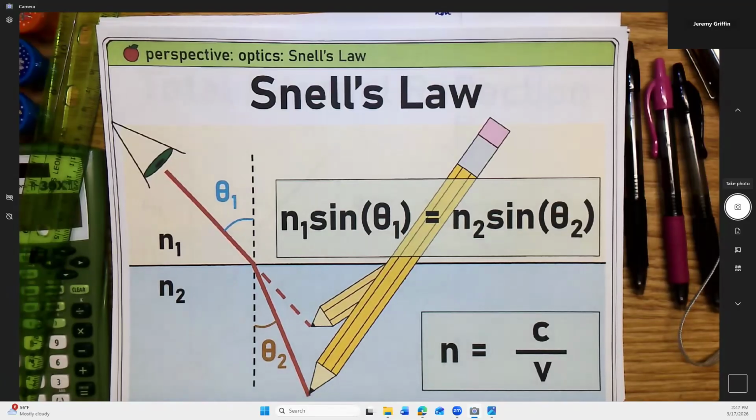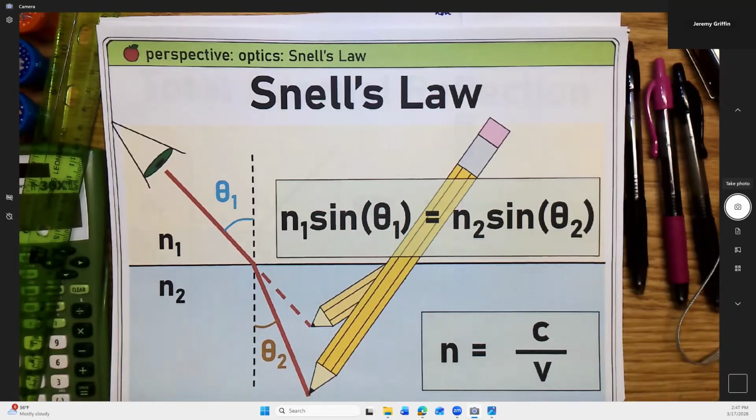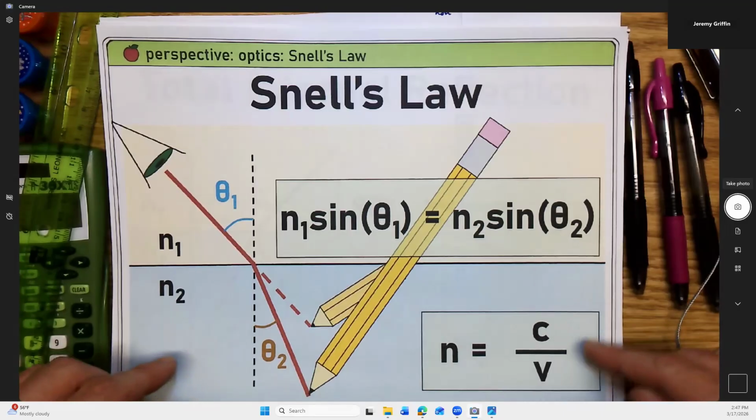Something like that. Now, the difference between the vacuum of space and air for the speed of light is so small. It's less than 1% difference. So it's negligibly different. Normally you can just ignore that and just say the speed of light through air is just the speed of light in general. It's close enough for all these calculations.